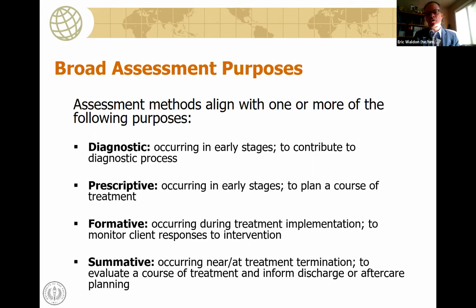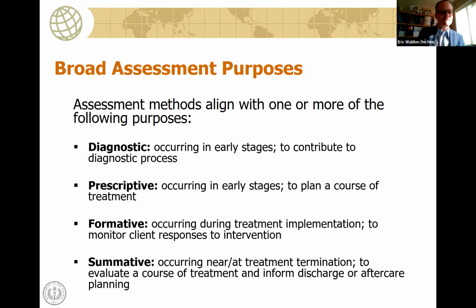A second type or a second purpose of assessment is prescriptive assessment. This also occurs in the early stages, and the purpose is to plan a course of treatment. So here we're using assessment data as a way to identify strengths and needs. And I would also point out that using interviewing as part of prescriptive treatment, we can ask the client, what do they want to get out of their work with a music therapist? So we're integrating that information as well into the planning stage.